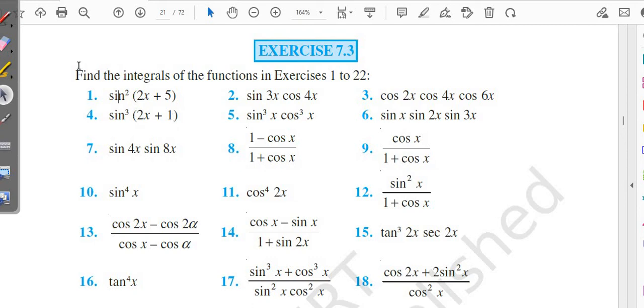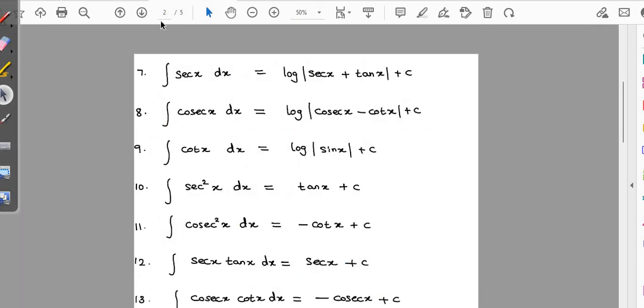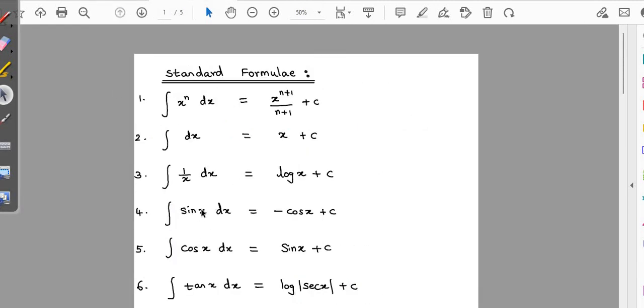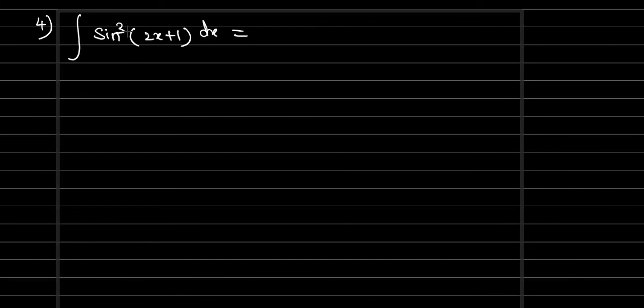Sin cube 2x plus 1. So integral sin cube 2x plus 1 dx. In the standard form, we only have the sin x formula, right? If sin is raised to some power, we don't have that formula. So we need to reduce this into the standard form using some trigonometric formulas.